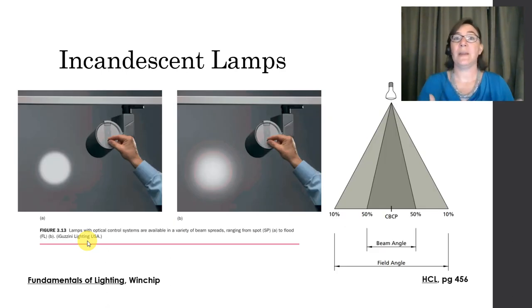One of the reasons that incandescents are popular is that they are very tunable. You can control their beam spread as shown in these illustrations here. All right, so here's one with a variable beam spread from spotlight to floodlight. And your textbook gives a pretty good illustration of these different beam spreads. So please go take a look.